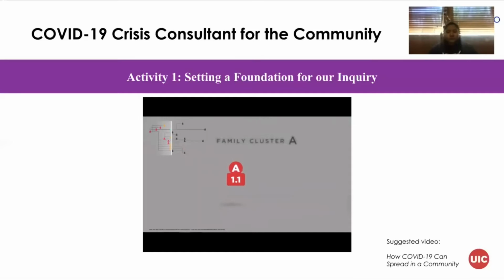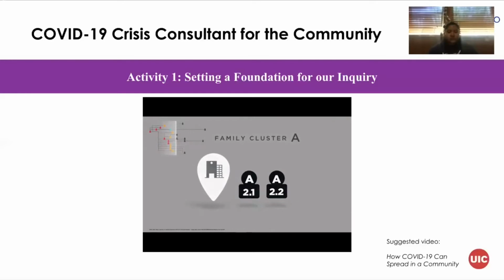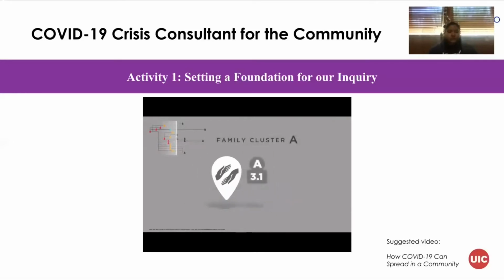3 days after the funeral, A1.1 attended a birthday party with 9 other members of family A. 7 party attendees then developed symptoms of COVID-19. 3 were confirmed to have COVID-19, and 4 others were diagnosed with probable COVID-19. Patients A2.1 and A2.2 were hospitalized and ultimately died. 1 family member and a home care professional developed probable COVID-19 after providing personal care for A2.1 without using PPE.